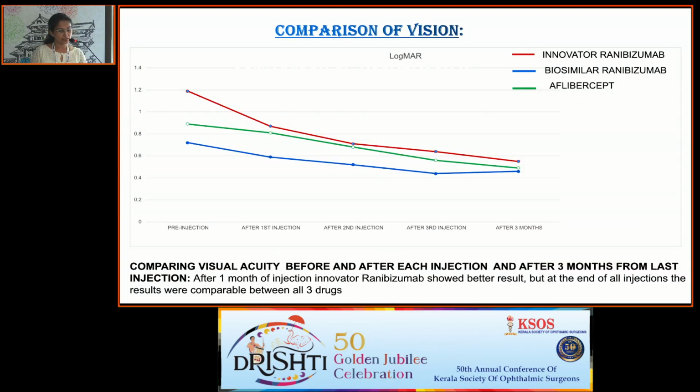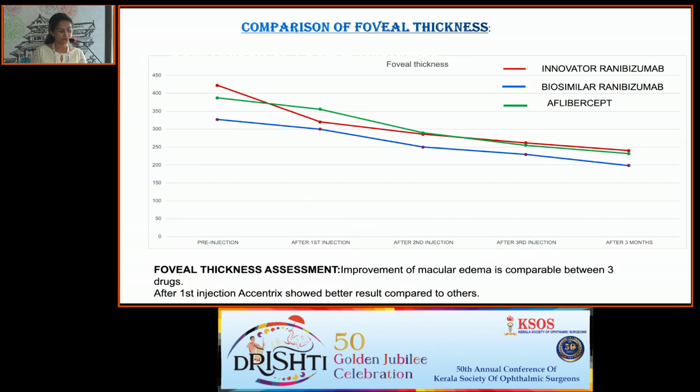Coming to comparison of vision, here we can see the logMAR vision score on the y-axis. For the innovator ranibizumab group, initially the vision was worse than the other two groups. But after the first injection, for the innovator ranibizumab group, vision improved comparatively better than the other two. But at the end of all injections, the results were almost comparable.